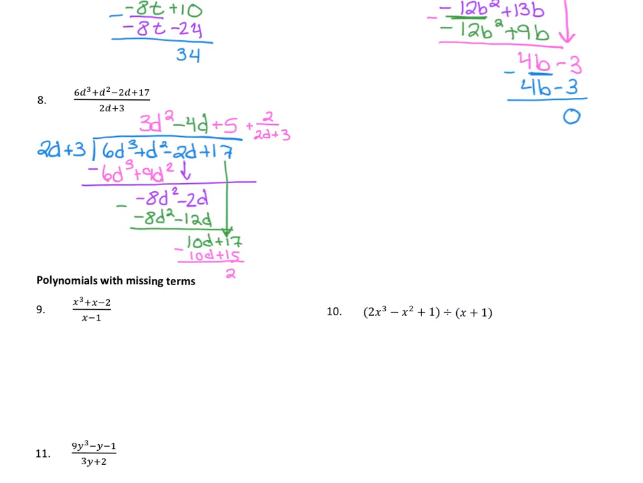Go ahead and check your answer for example 8. In example 8, you did get a remainder. So remember, when you get a remainder, my remainder was 2. I wrote it as 2 over 2d plus 3, which was my divisor.